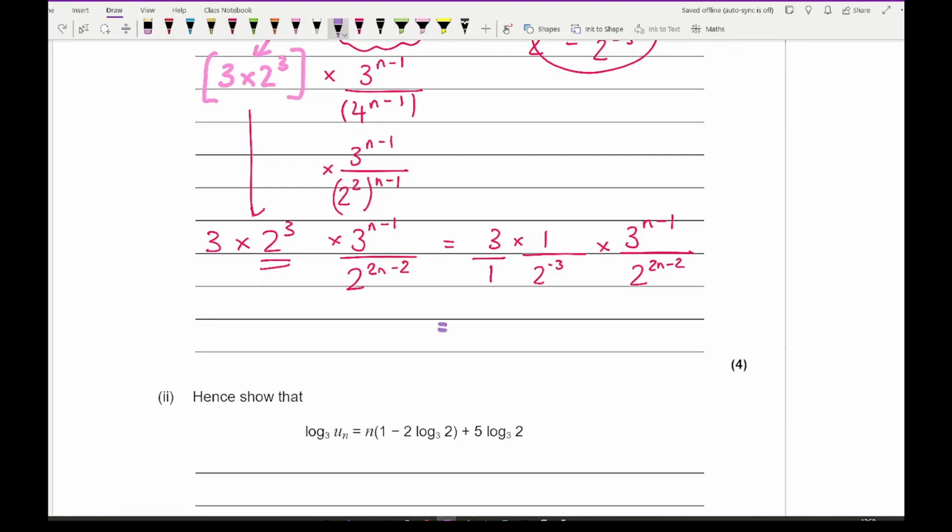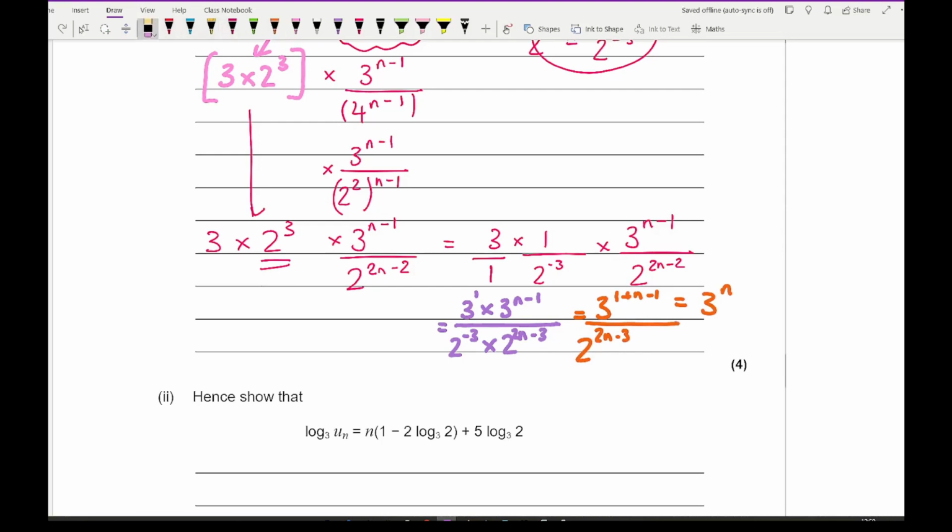So that then becomes, looking at the numerator, 3 times 3^(n-1)/2 to the power of minus 3 times 2^(2n-3). Now, looking at this, I can use the rules of indices. When I'm multiplying, I add the powers. So 1 plus n minus 1 becomes 3^n. And the bottom bit becomes 2 to the power of 2n minus 3, and that should be minus 2.